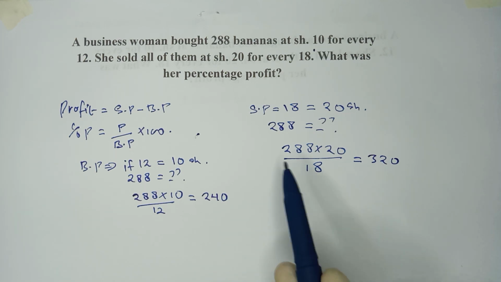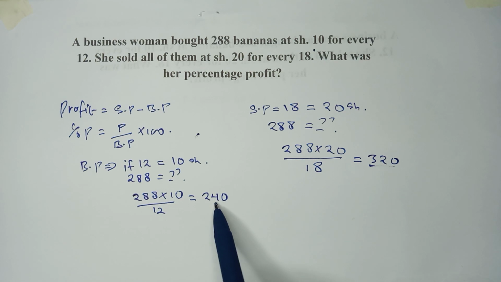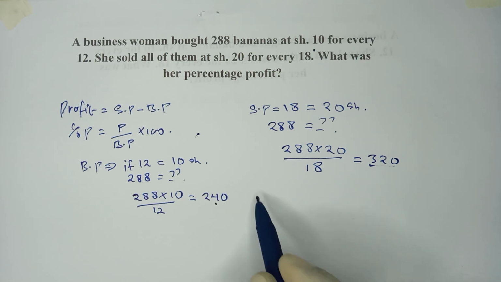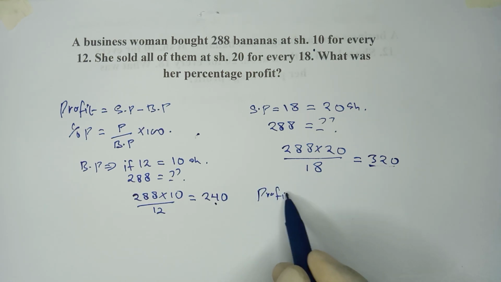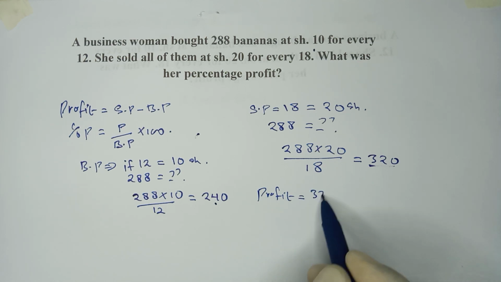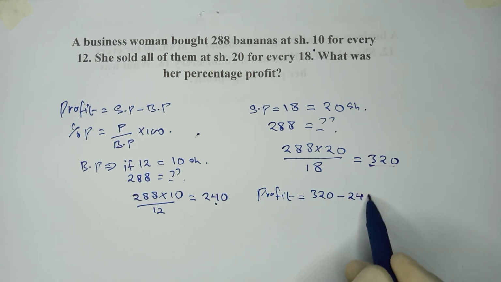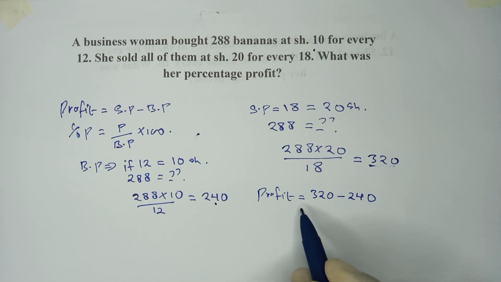So now we have the selling price and we have the buying price. So we say profit is 320 minus 240. So if you do this one, you get 80 shillings. So that is our profit.